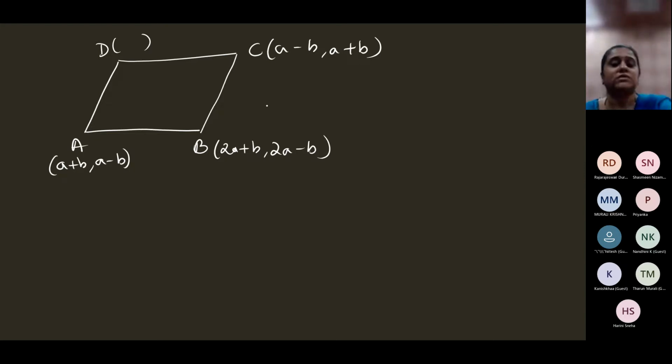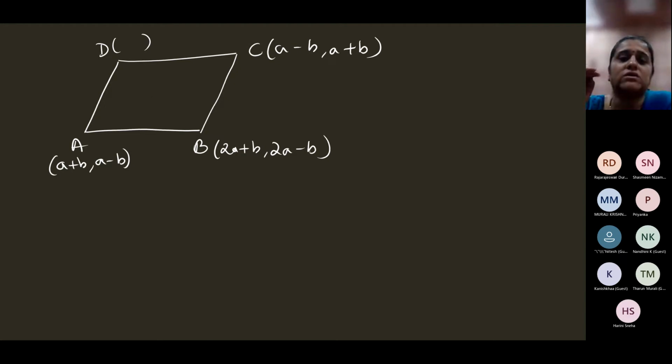Now it's given that ABCD is a parallelogram. You need to find the coordinates of the vertex D. Is that okay, children? Is the question understood? Find the coordinates of the vertex D. Now here, so register this question.